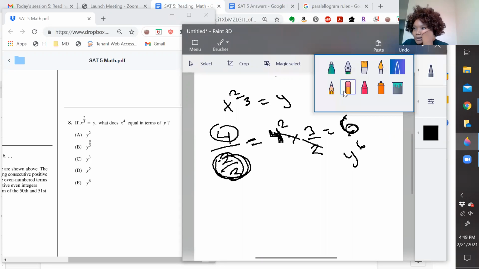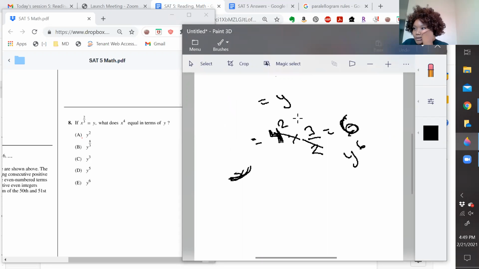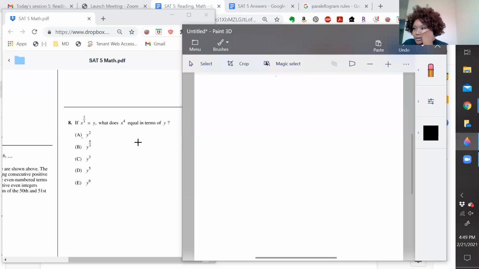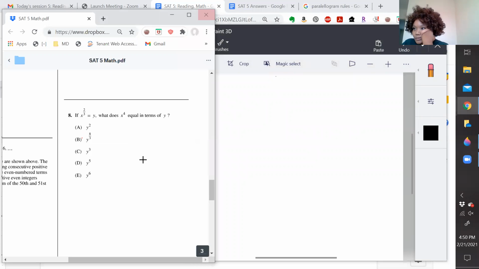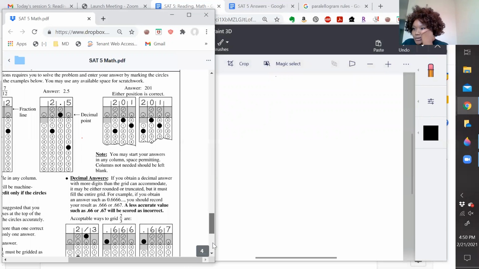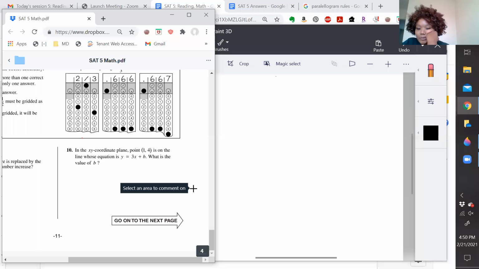I'm going to come back to you in a second. So AH used the exponent rule. We're going to go to number 10. So I like all the different ways you guys have figured it out. That shows that there are different ways to get to the same answer for the same problem.